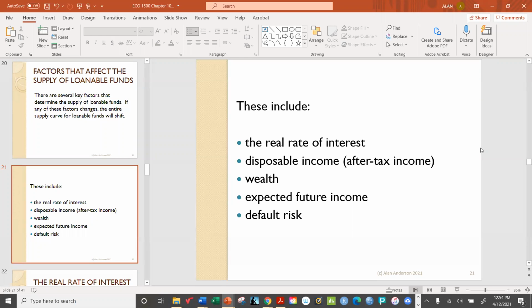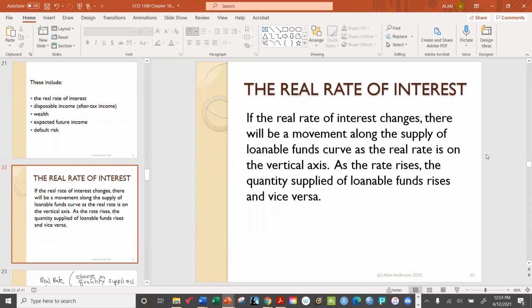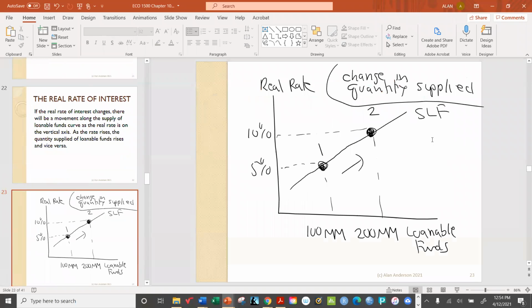Very good. Now let's start. Now the real rate of interest, of course, we already know that if that changes, we simply move up and down the same supply curve. All right, so we don't need to deal with that again, but let's look at some of these other cases.